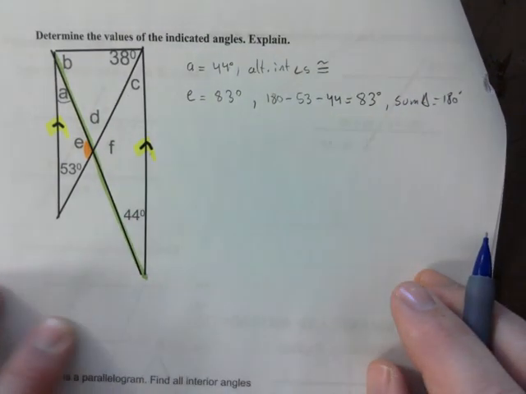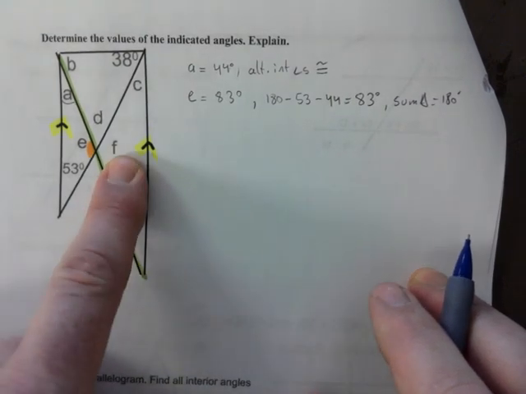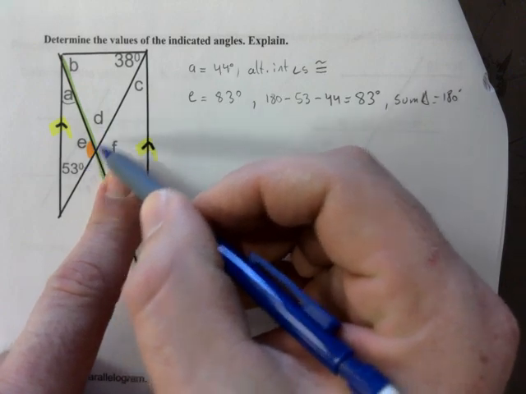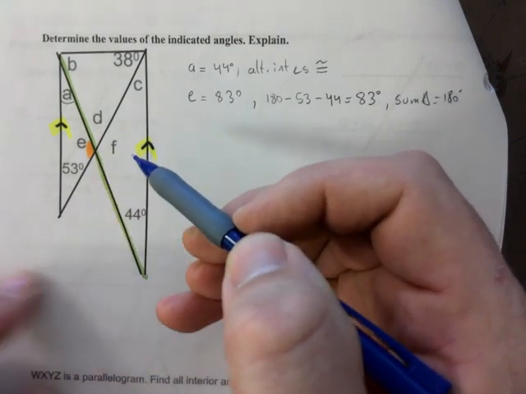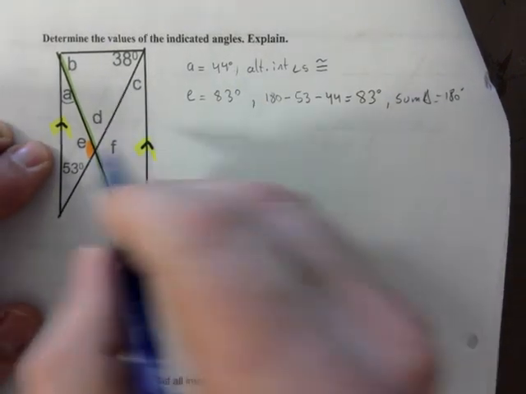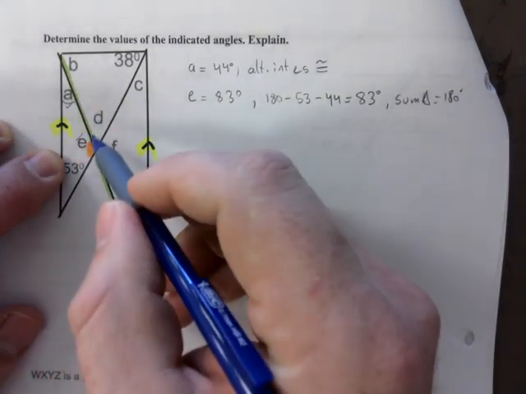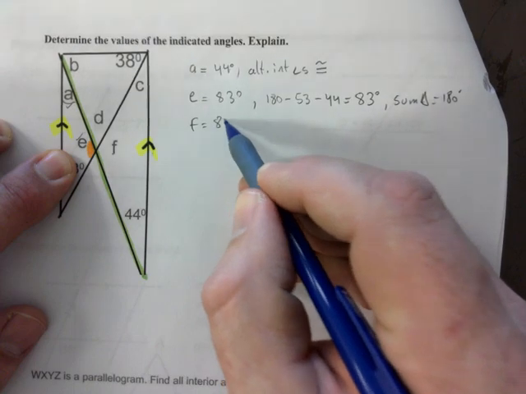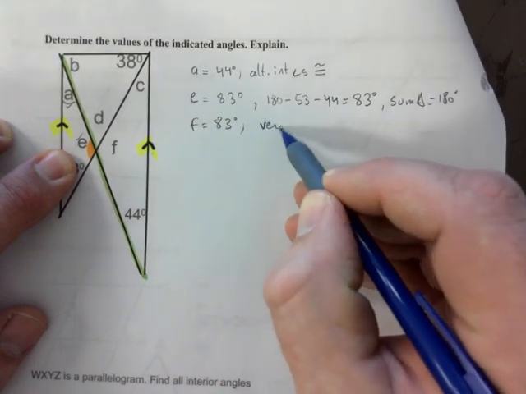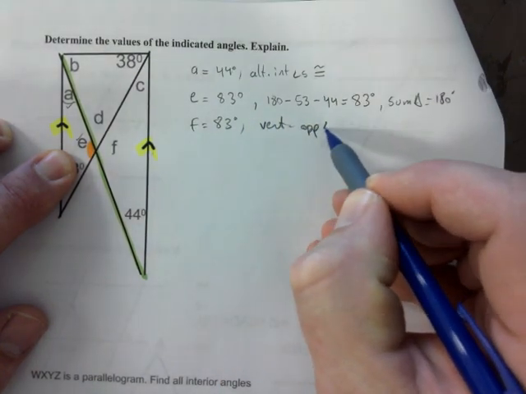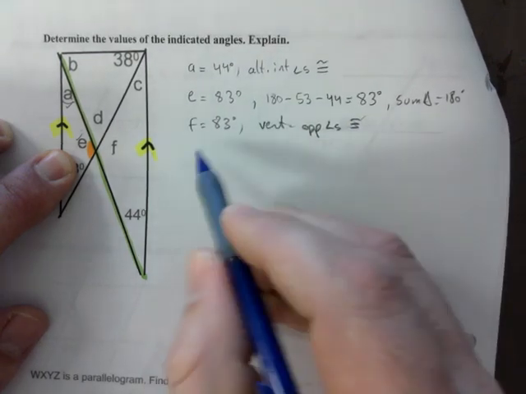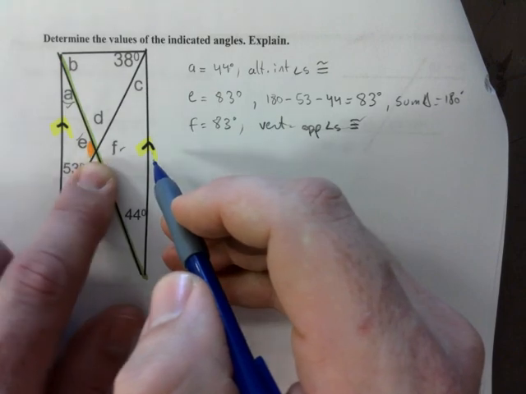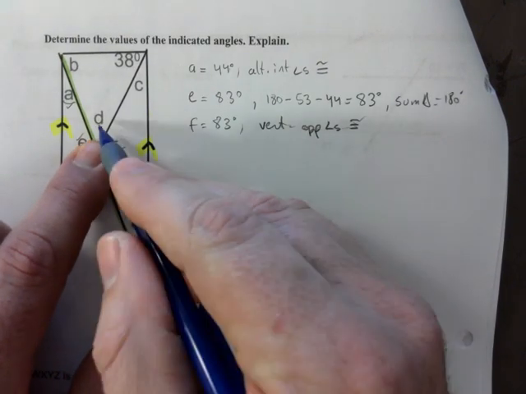Maybe use something else. Maybe use vertically opposite because you found F first. Or maybe you found D first and then use straight angle. It doesn't matter. So I got this, I got that. I'm going to find F next because it's fairly simple. That's just 83, and that's vertically opposite angles are congruent. And this may be where it's frustrating because you want it to be exactly the way you did it. Unfortunately, that's not going to be the case.